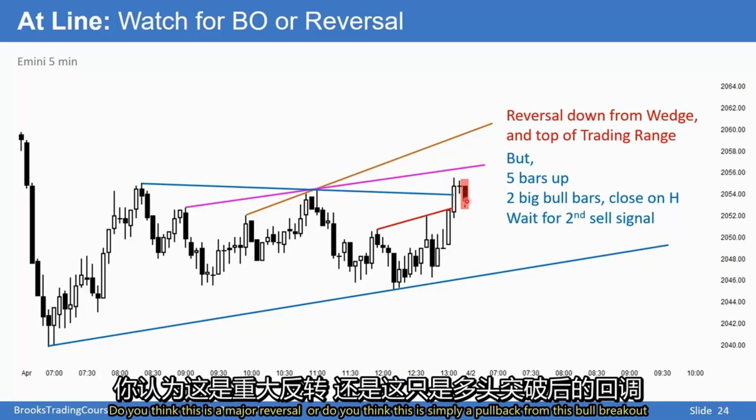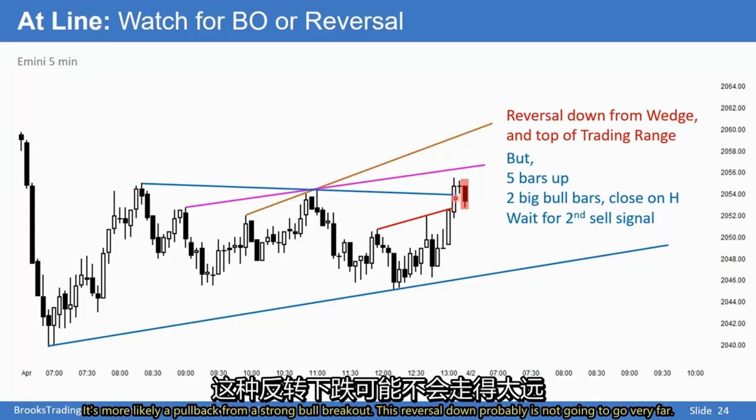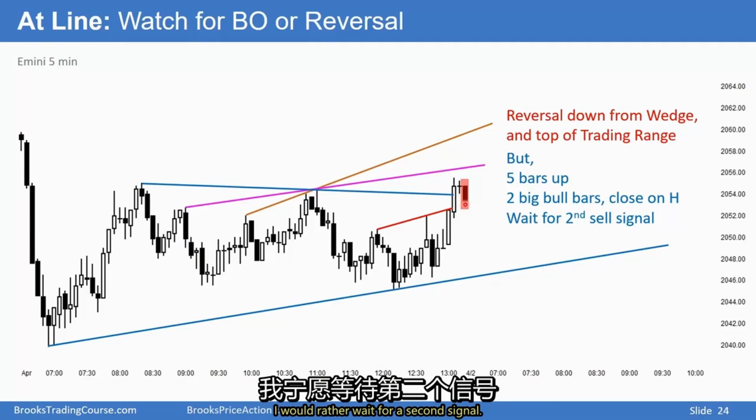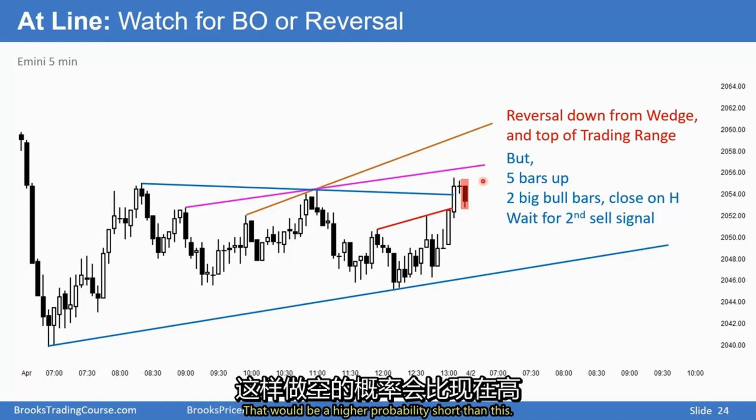Do you think this is a major reversal, or do you think this is simply a pullback from this bull breakout, a pair of consecutive bull trend bars? It's more likely a pullback from a strong bull breakout. This reversal down probably is not going to go very far. I would rather wait for a second signal. So maybe we go up again and then get a double top. That would be a higher probability short than this.